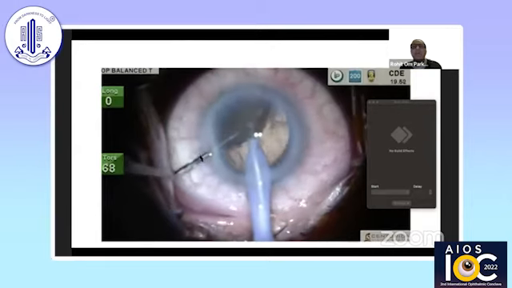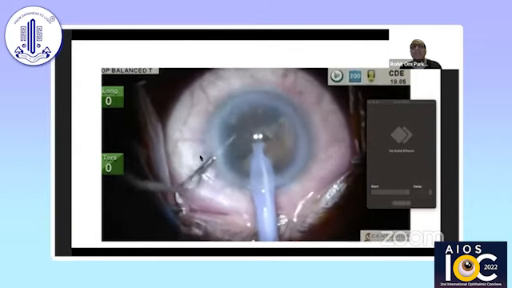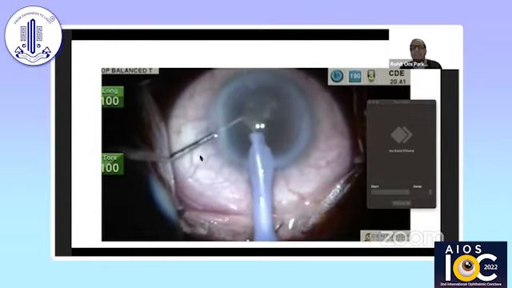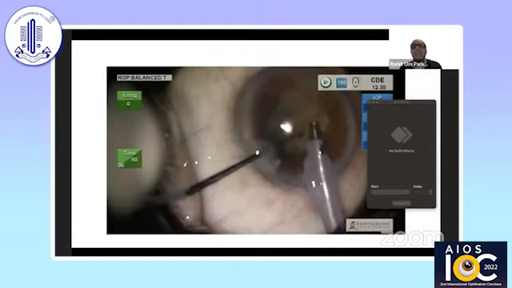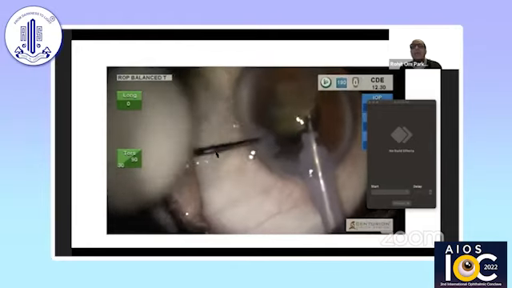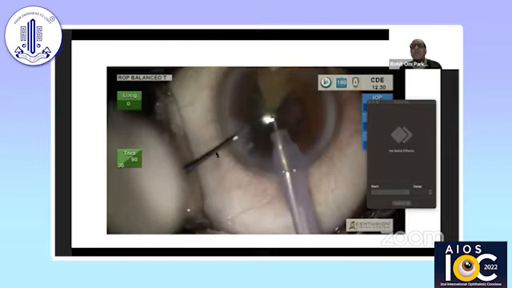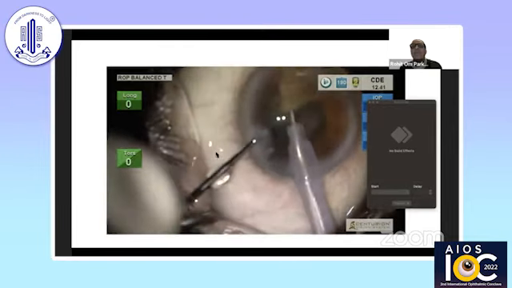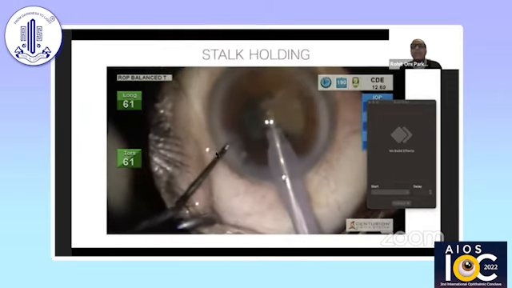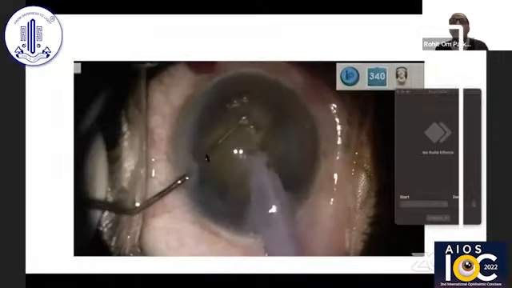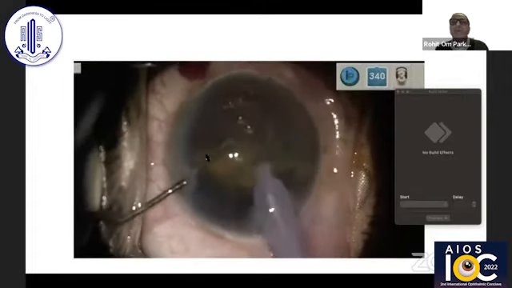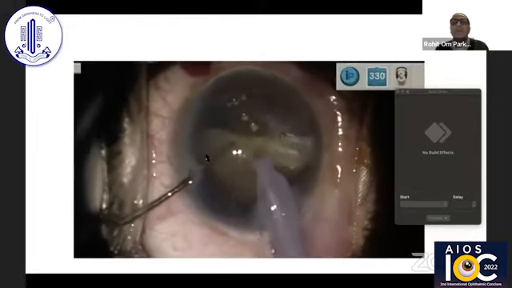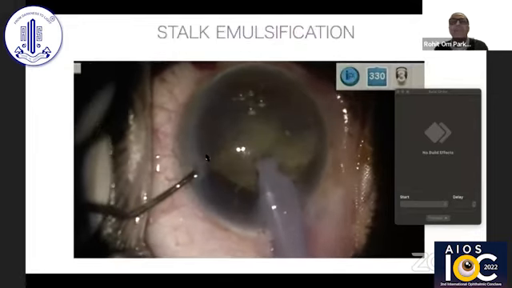So here what I'm doing is I am doing vertical separation. You see I'm bringing the one fragment forward and pushing the second back. That is the first type. The second is holding the stalk. And once you come close to the stalk, you hold it, and then you separate it. The third type is, you emulsify the stalk at times. You see, I'm emulsifying the stalk. See how again I'm emulsifying the stalk. So these are the different things which need to be done.